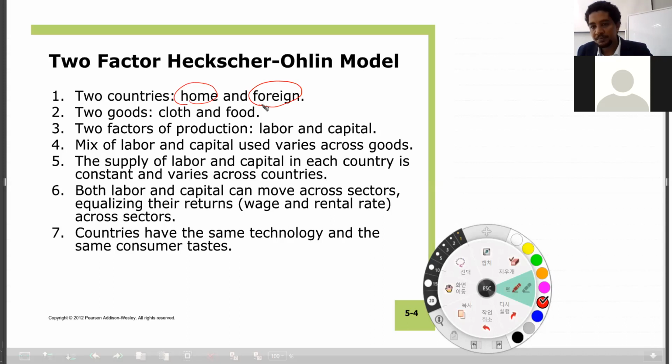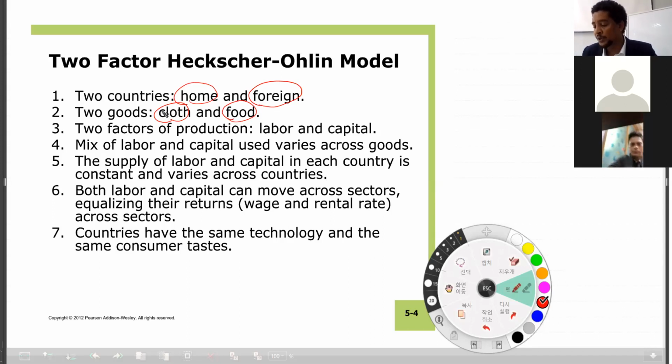And the other is we have two goods. We have clothes and we have food. So we'll be talking about clothes and food as our products. I'll give you examples, but clothes, as you know, is labor intensive, so too much labor is used to produce clothes, and food is capital intensive. Okay, so we'll talk about this.